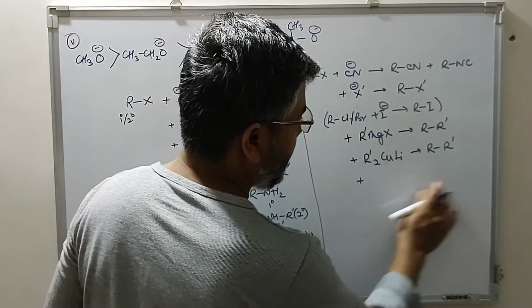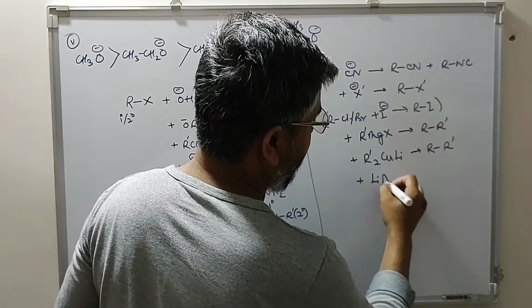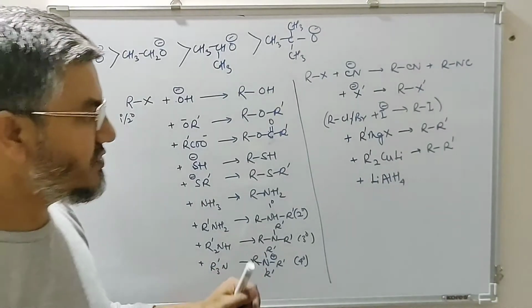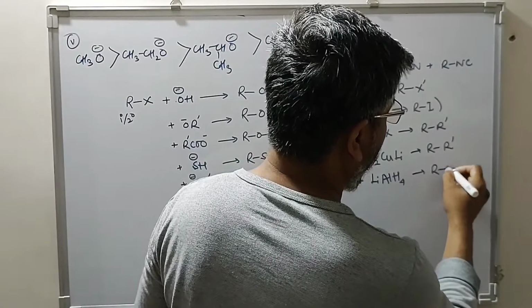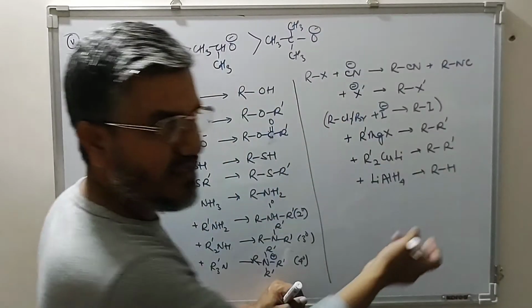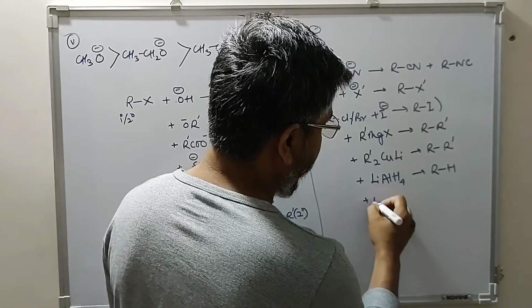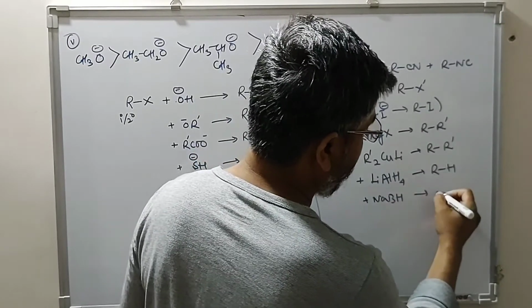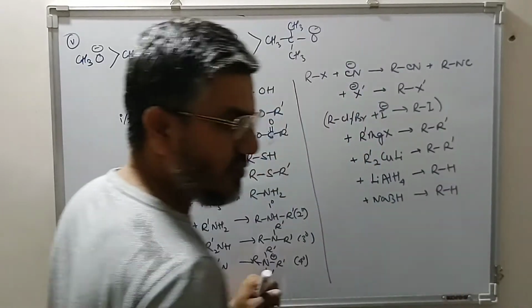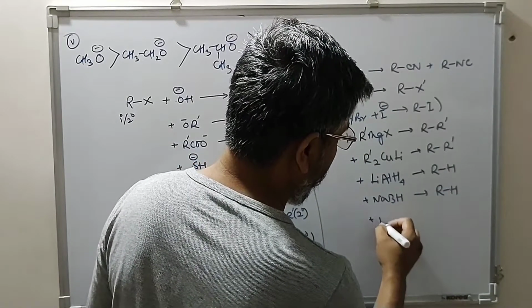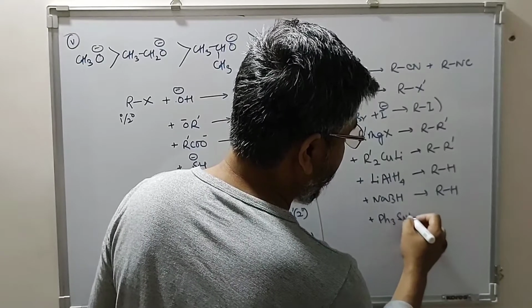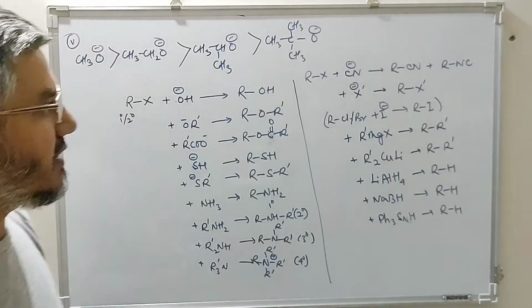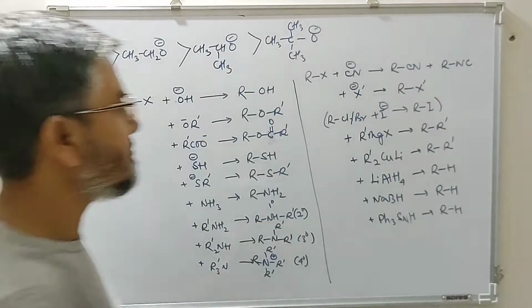If these react with lithium aluminum hydride, that is reduction of alkyl halides with reducing agent, then this gives you RH. So the attacking nucleophile is H minus, acting as a nucleophile. Similarly, we have again sodium borohydride. This again reacts with RX to give you alkane, or triphenyltin hydride. This was method of preparation of alkane from alkyl halide.